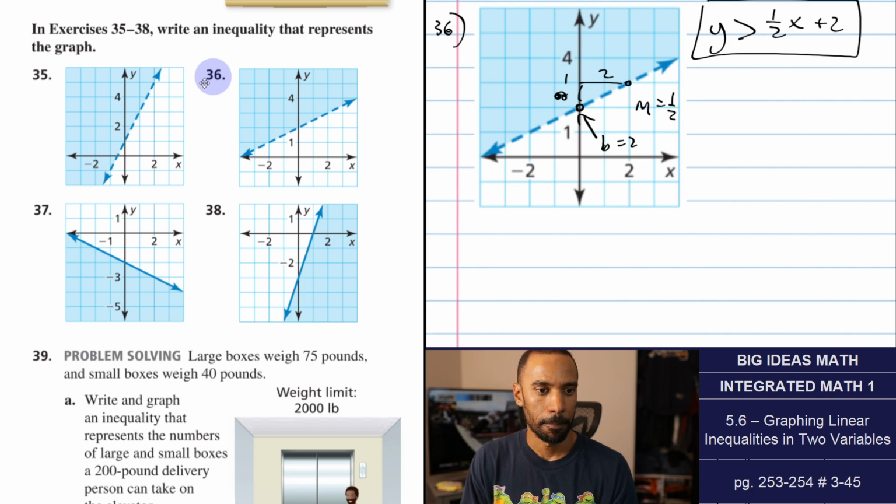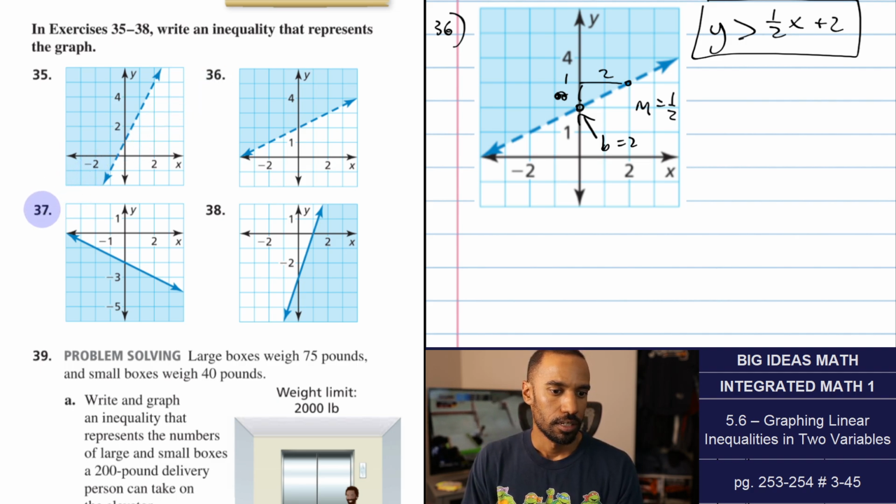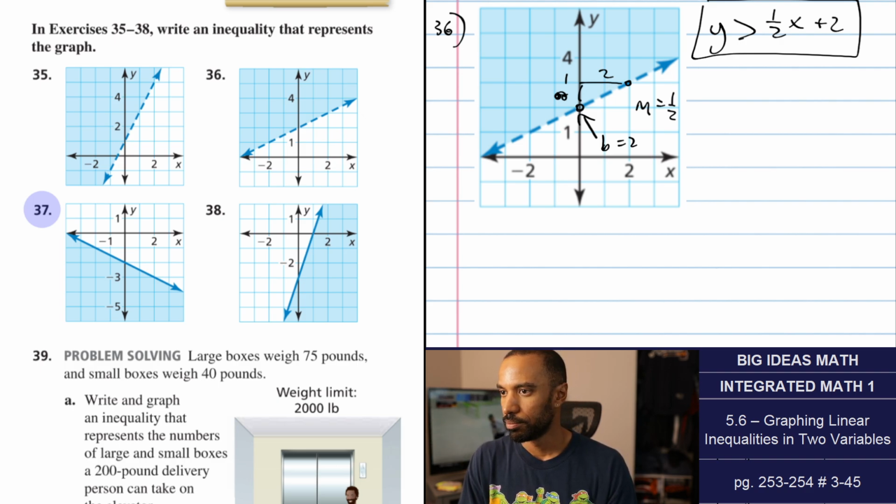Number 37. Our line is solid. Solid line on number 37.